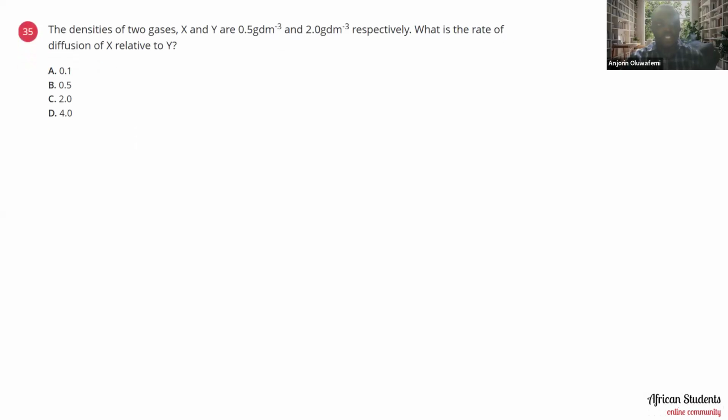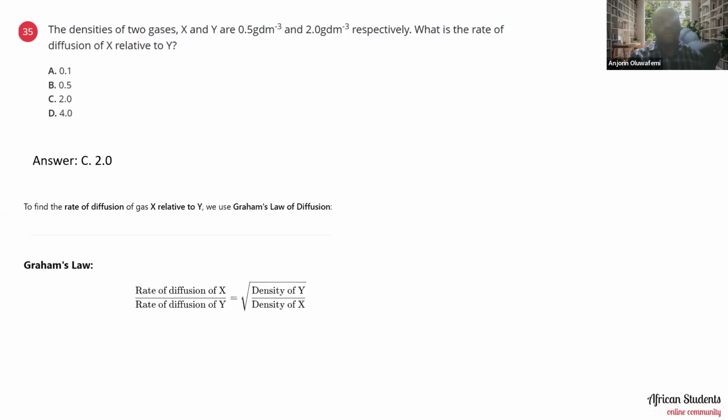Okay. The next one says that the densities of two gases X and Y are 0.5 gram per dm cube and 2.0 gram per dm cube respectively. What is the rate of diffusion of X relative to Y? This can be calculated using Graham's law of diffusion. If you calculate, what you'll be having will be 2.0.